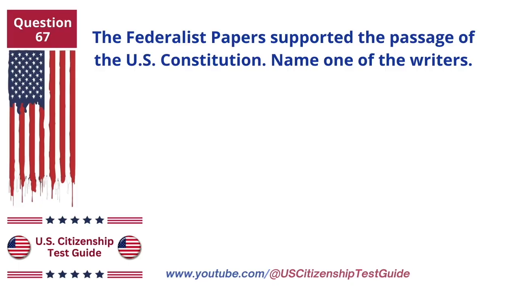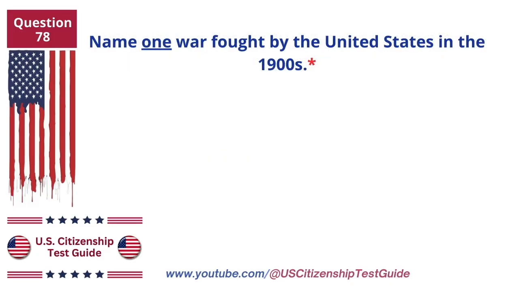The Federalist Papers supported the passage of the U.S. Constitution. Name one of the writers. James Madison. Name one war fought by the United States in the 1900s. World War I.